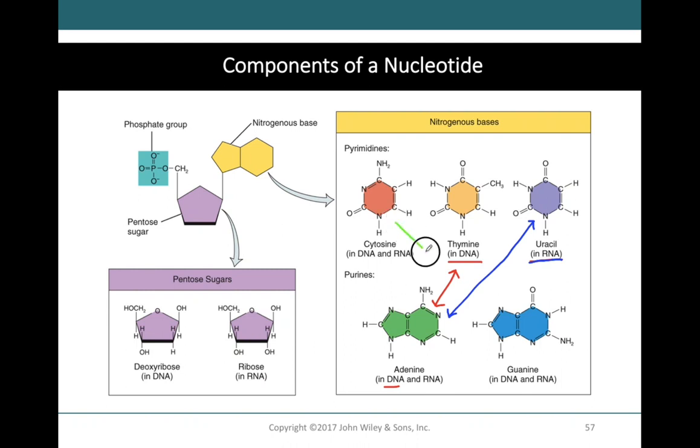Cytosine and guanine will always bind together no matter the different type of nucleic acid we're talking about. So C will always bind to G. So if I was to show you a depiction that included uracil, you could already tell me that we have a bunch of ribose sugars because uracil can only be found in RNA.